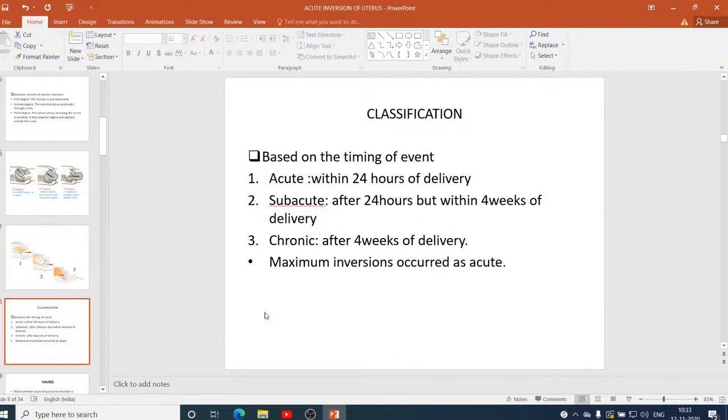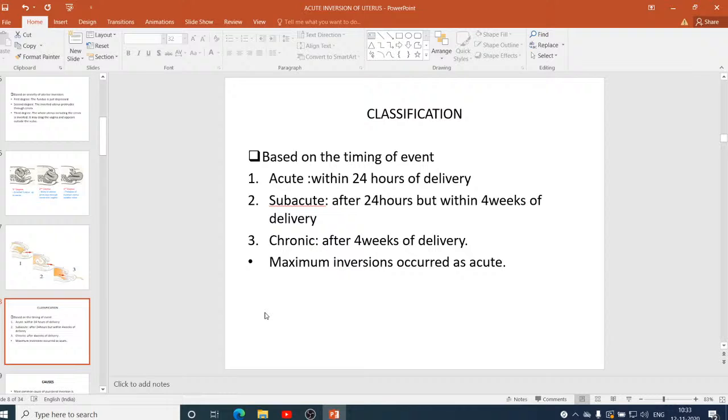One more classification is based on the timing of the event when this uterine inversion occurs. Acute usually occurs within 24 hours of delivery. Subacute occurs after 24 hours but within 4 weeks following delivery. Third is chronic, which occurs after 4 weeks of delivery.